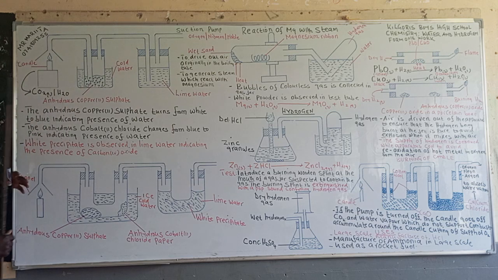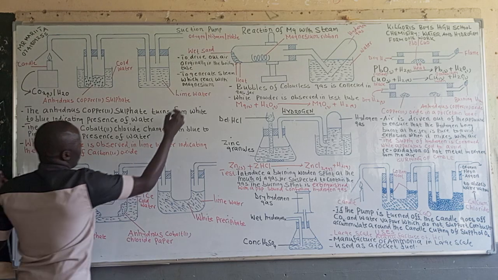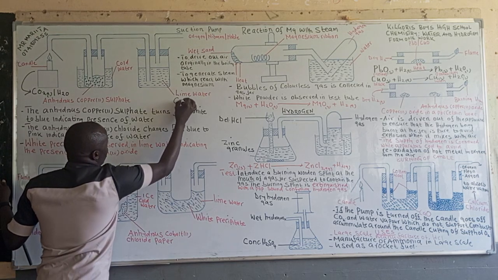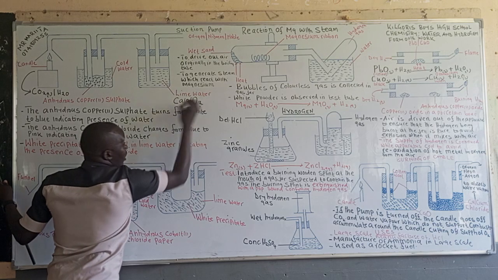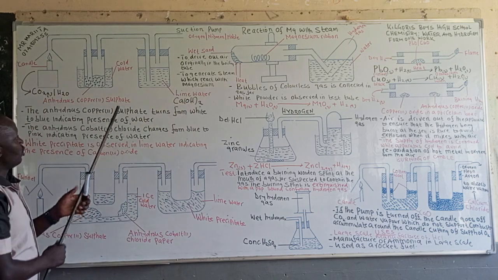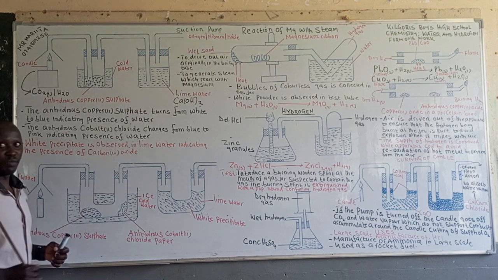Let us look at the first experiment, the first diagram in water and hydrogen. So we have a candle, then we have cold water, we have lime water. This lime water is normally calcium hydroxide. So this is the calcium hydroxide, and also we have the suction pump.